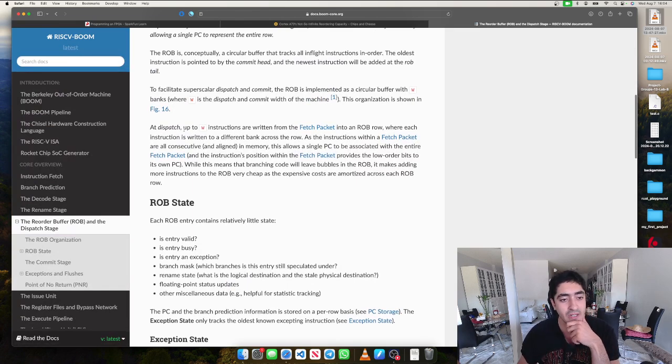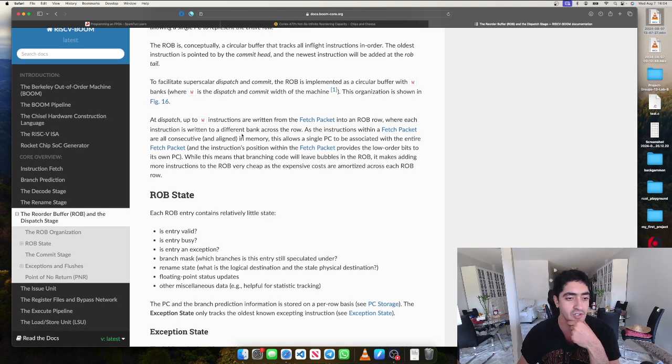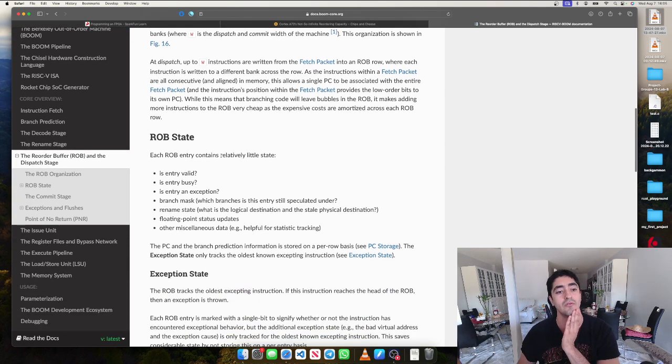Okay. At dispatch, up to W instructions are written from the fetch packet into an ROB row, where each instruction is written to a different bank across the row. As the instructions within a fetch packet are all consecutive and aligned in memory, this allows a single PC to be associated with the entire fetch packet. And the instruction position within the fetch packet provides the lower order bits to its own PC. While this means that branching code will leave bubbles in the ROB, it makes adding more instructions to the ROB very cheap, as the expensive costs are amortized across each ROB row.